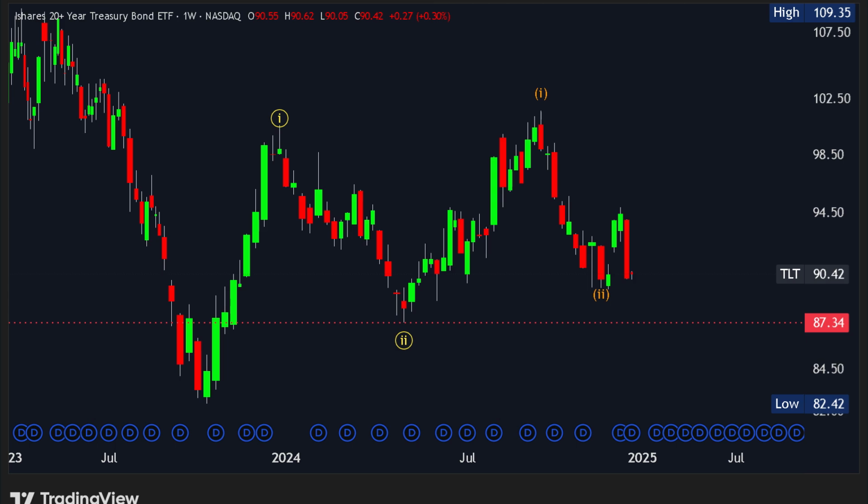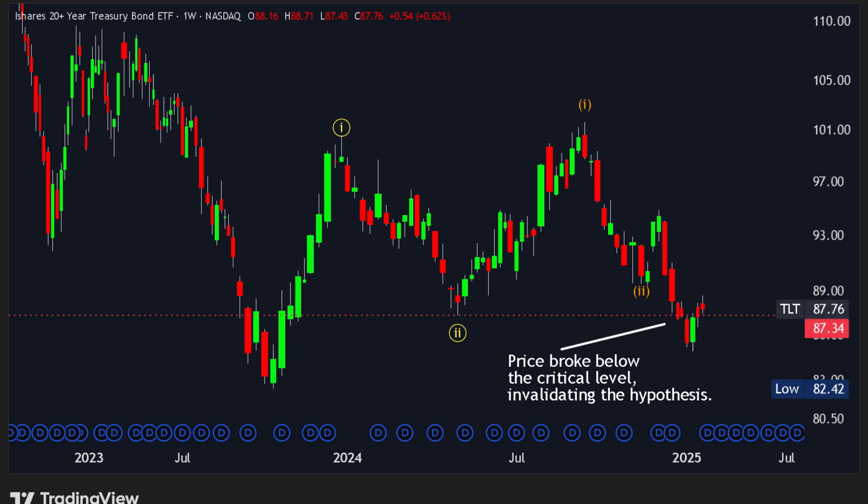Price then produces a bounce, but the bounce does not prove that the interpretation is correct. It only means the critical level has not yet been broken. If the idea is correct, this is the area where price should begin accelerating higher. Instead, price reverses sharply and moves below $87.